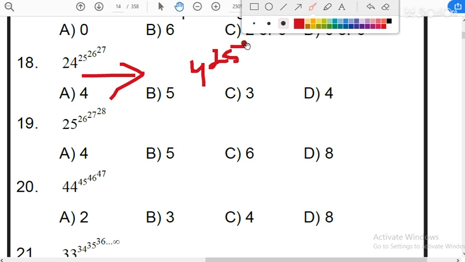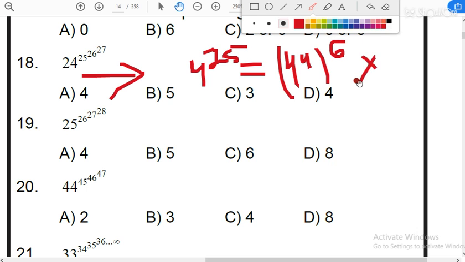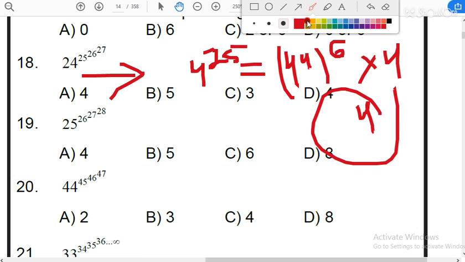So 4 raised to the power 25, I will solve first. It will be like 4 raised to the power 4 raised to the power 6, 6 into 4. So it will give me 6 into 4, so it will give me the unit place 4. Unit place for this expression, 24 raised to the power 25, will be 4.